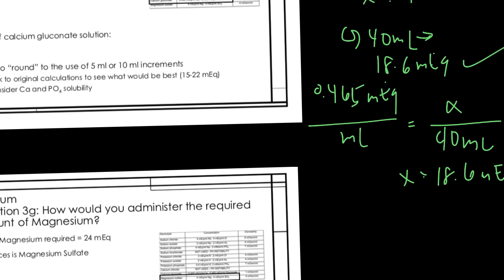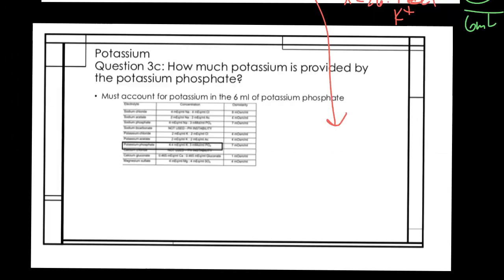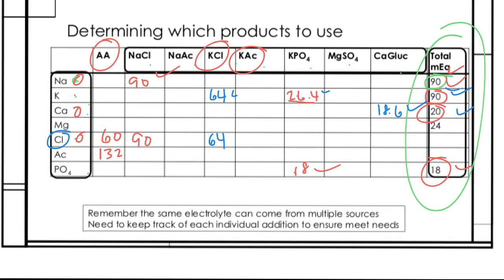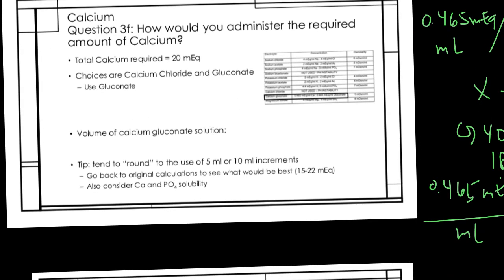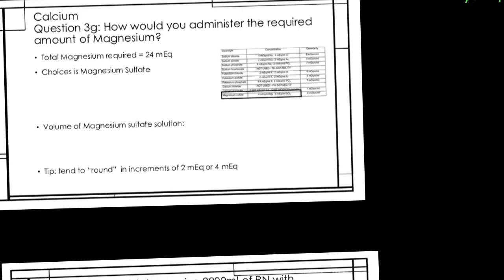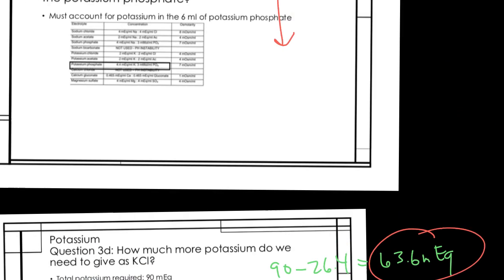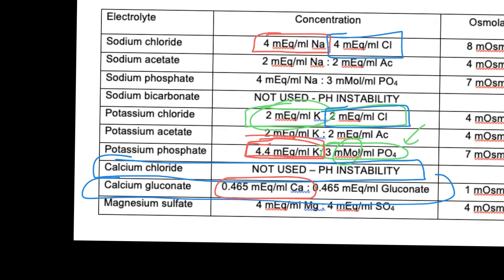Right, okay. Magnesium. So, how much magnesium do we need? According to the TPN chart, here's your magnesium, you need 24 milliequivalents of magnesium. Alright. 24. What does it come as? Your choices are magnesium sulfate and magnesium sulfate. Take your pick. Oh, guess we're going with magnesium sulfate.